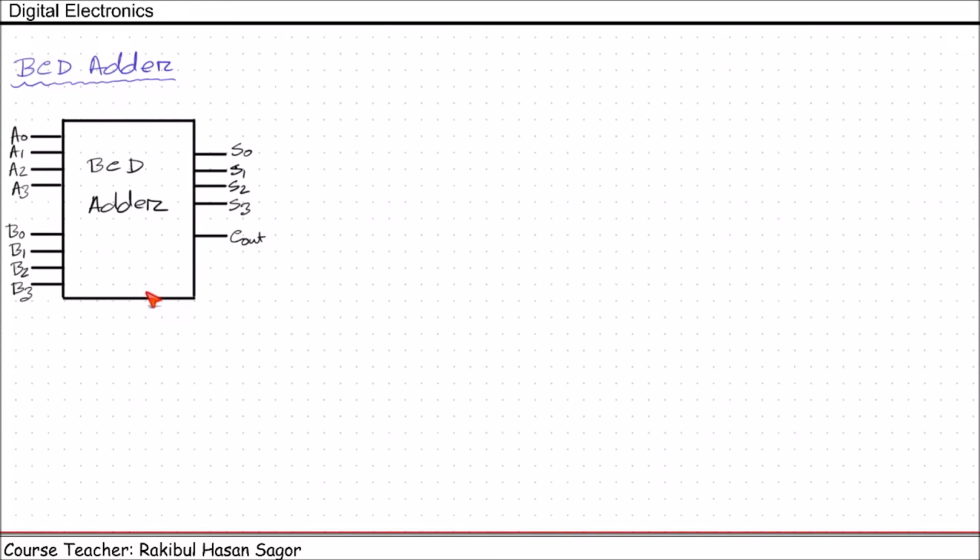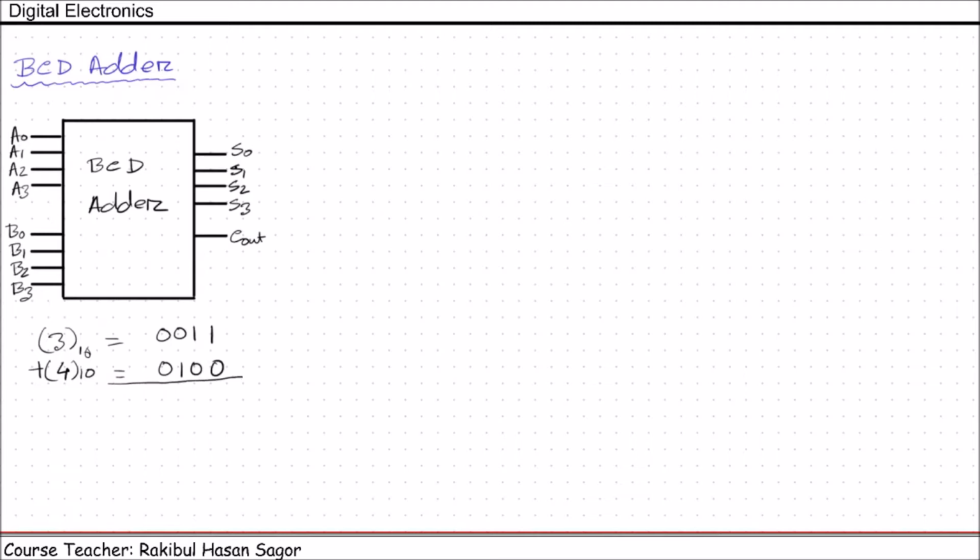Next, we will learn to design BCD adder. First of all, we need to know what is BCD adder. If we have a number 3 and we want to add this 3 with 4, so both are in decimal. If we convert this decimal to BCD, so 3 is represented by 0011 and 4 is represented by 0100. This is not binary, this is BCD.